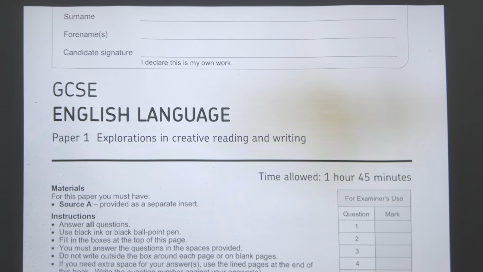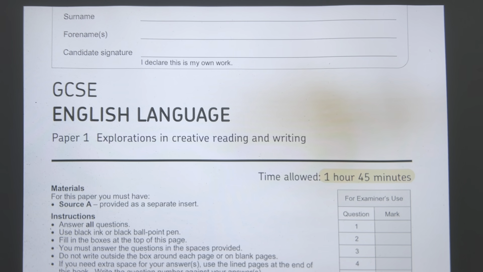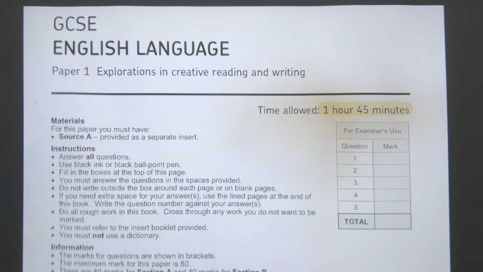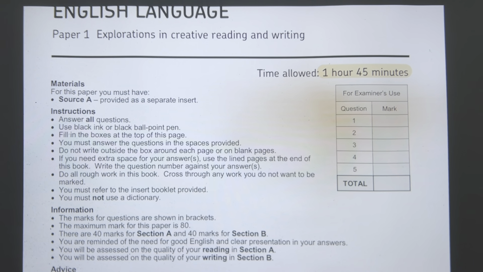Okay guys, so when we look at English language paper 1, this exam is a 1 hour and 45 minute exam. And in this 1 hour and 45 minutes, there are 2 sections to the exam. You have section B and you have section A. Now section A is question 1 to question number 4, and section B is question number 5.